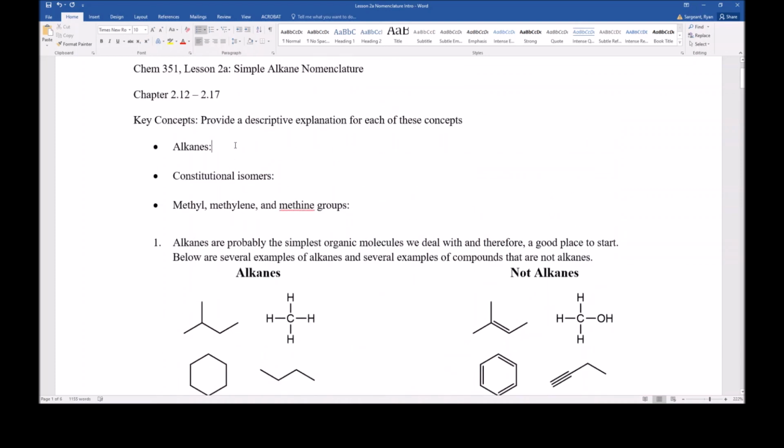So now we're ready to define this. Providing a descriptive explanation for alkanes, these are simple organic molecules that contain only carbon and hydrogen. All carbons are sp3 hybridized and there are no pi bonds. That means no double or triple bonds.